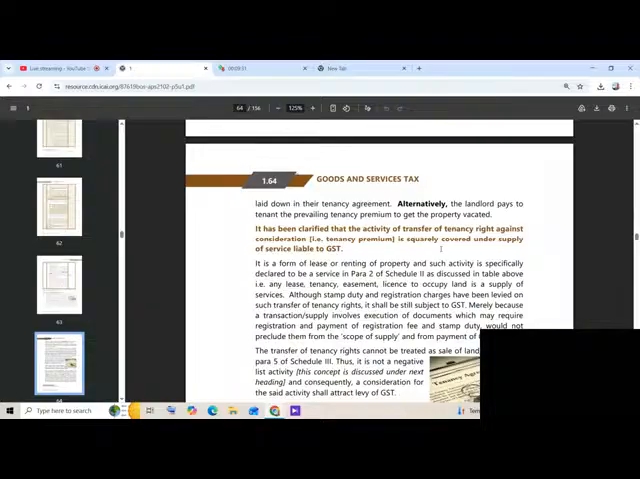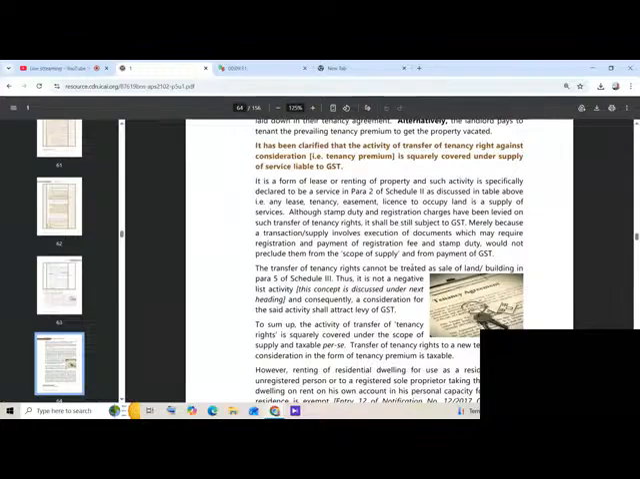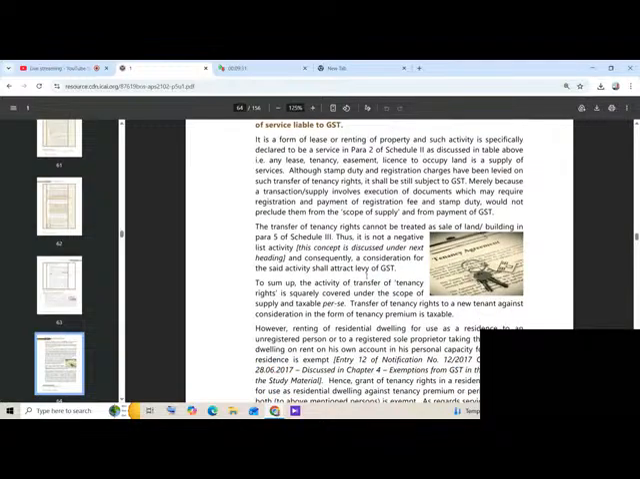It is a form of lease or renting of property, and such activity is specifically declared to be a service in Para 2 of Schedule 2. As discussed in the table above, any lease, tenancy, easement, license to occupy land is a supply of services. Although stamp duty and registration charges have been levied on such transfer of tenancy rights, it shall still be subject to GST. Merely because the transaction involves execution of documents which may require registration and payment of registration fees, stamp duty would not preclude them from the scope of GST and from payment of GST.